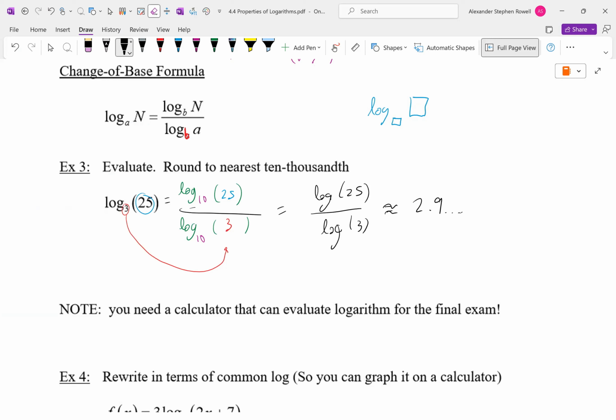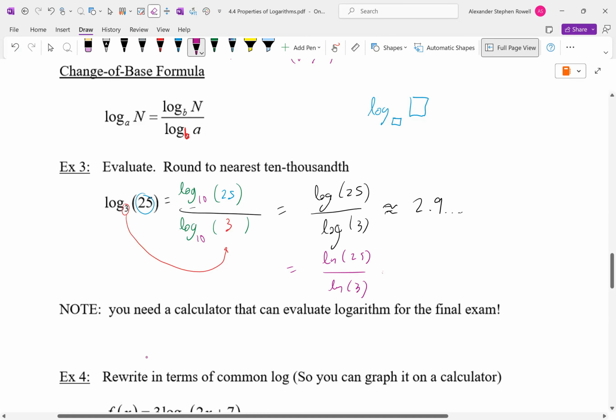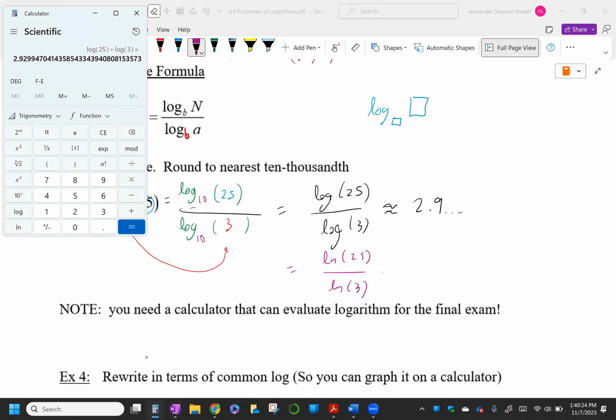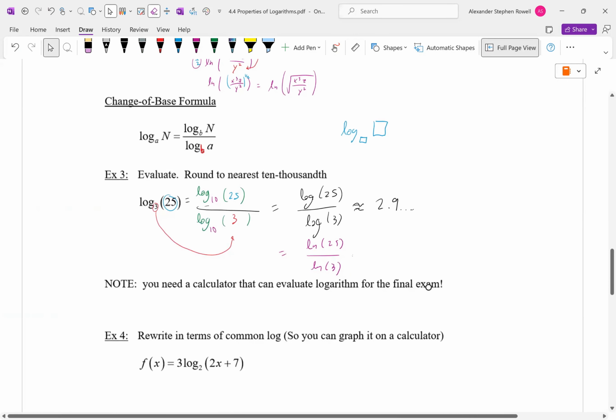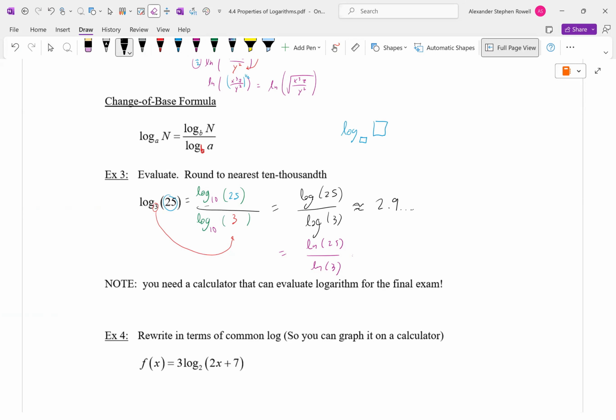Okay, change of base formula. Now that's equivalent to natural log of 25 over natural log of 3. You can use any base you want. Do you believe me? Let's double check. Okay, natural log of 25 divided by natural log of 3. Hey, same thing, right? The change of base formula works. Yay. Let's review.